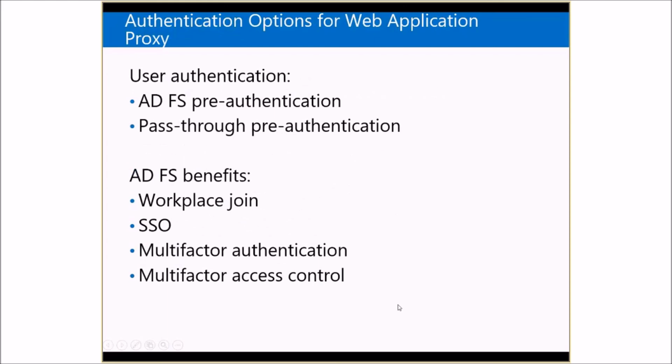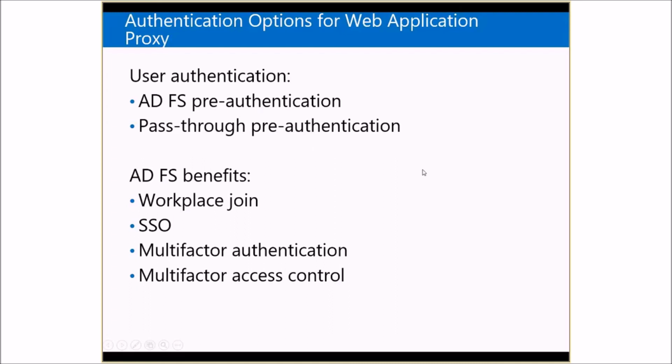So with the web application proxy, we have authentication, and user authentication can be Active Directory Federation Service pre-authentication or pass-through pre-authentication. What does that mean? It means that we can just authenticate with Active Directory Federation Service, and then it's authenticated. Or we can say, hey, we won't worry about this, we're going to pass through. That means if our server inside has some sort of authentication requirement, then the information going through the proxy will be sent to that server, and the internal server will do the authentication.